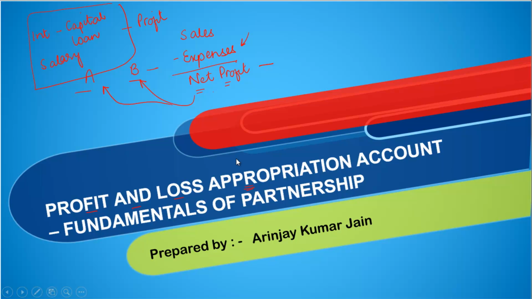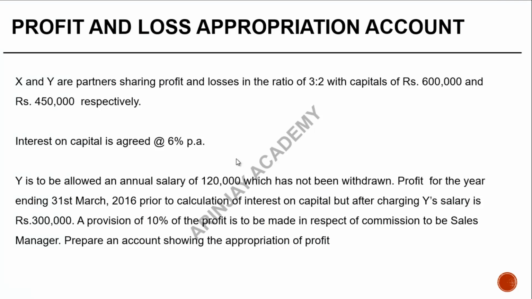In this question, you're going to look at this particular example only. So X and Y are partners sharing profits and losses in the ratio of 3:2. So you have X, you have Y. The ratio is 3:2, or in other words, it is 3/5 and 2/5. With capitals of 6 lakh and 4,50,000 respectively.